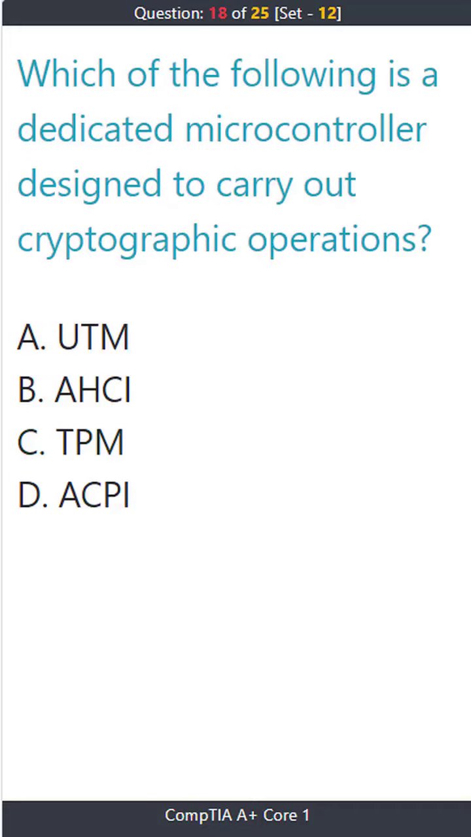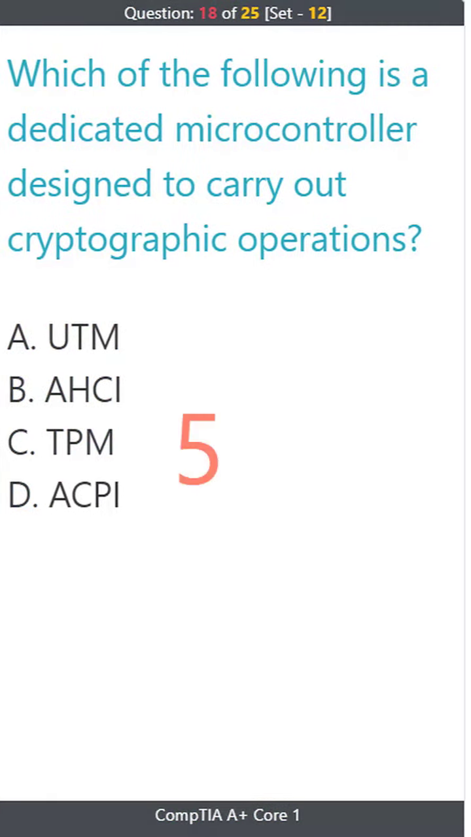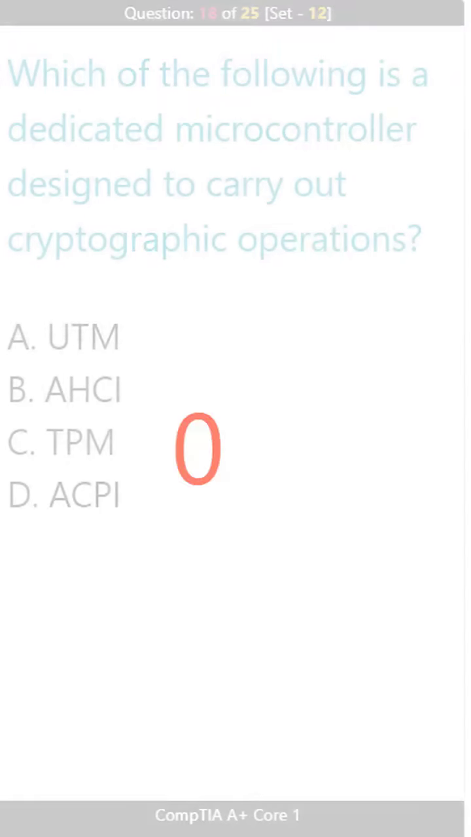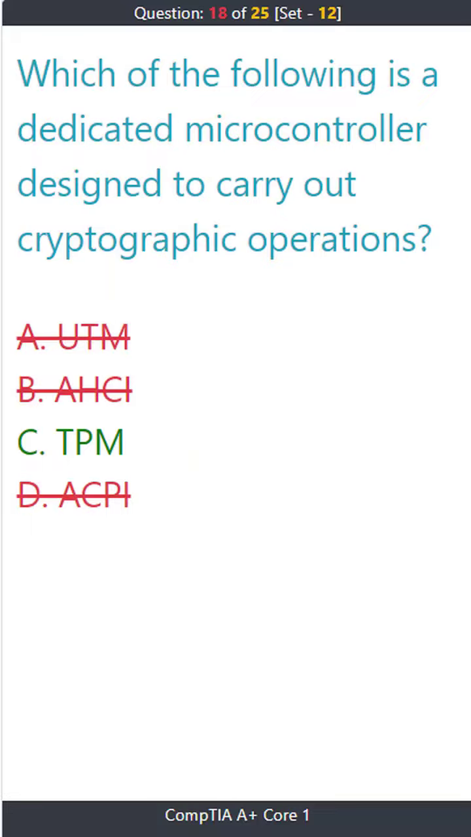Question 18. Which of the following is a dedicated microcontroller designed to carry out cryptographic operations? A. UTM, B. AHCI, C. TPM, D. ACPI. The correct answer is C. TPM.